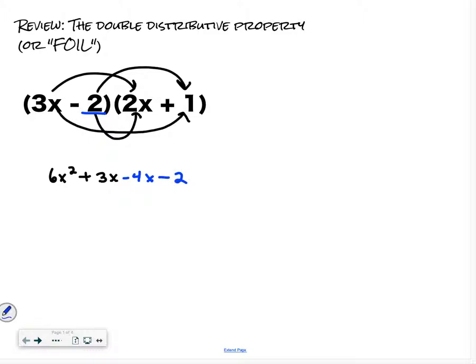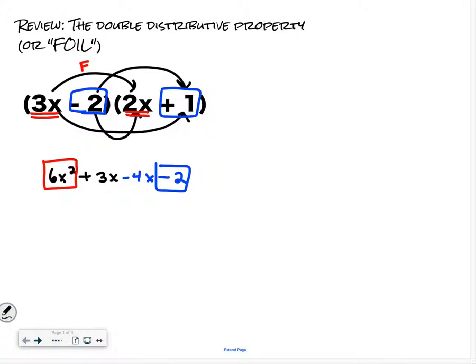And we start to talk about where these numbers are coming from. So I say, where does the 6x squared come from? Well, it came from the 3x multiplied by the 2x. Okay, that came from the first. Okay, and then we say, well, where did the negative 2 come from? And negative 2 came from the last two numbers, right? Negative 2 and positive 1.